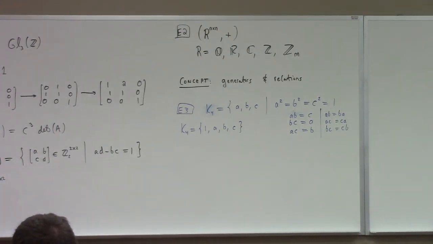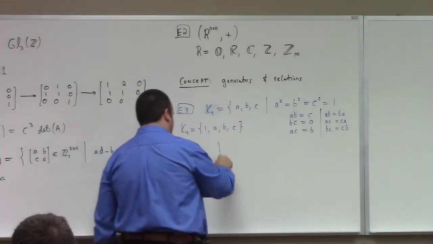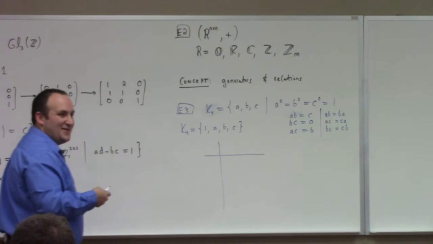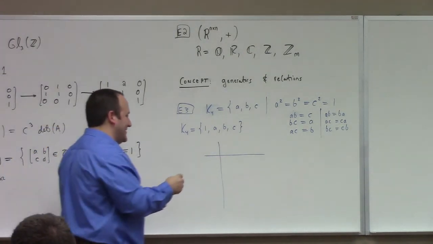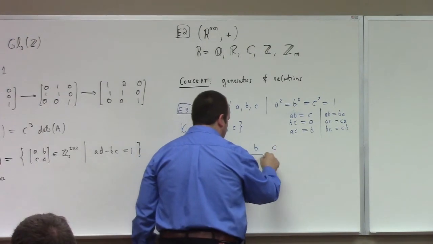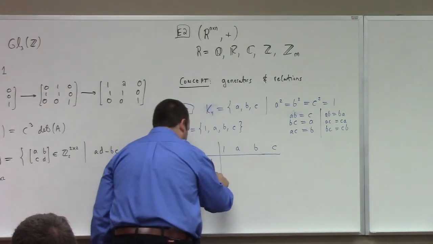I'm already regretting this as a leading example for generators and relations, but it's too late. I'm already this far in. So you'll just have to hang with me here. We'll get a better example next, but we'll start with this one.